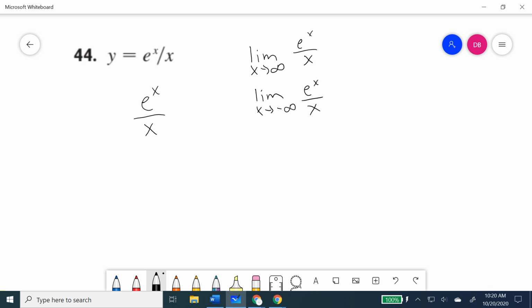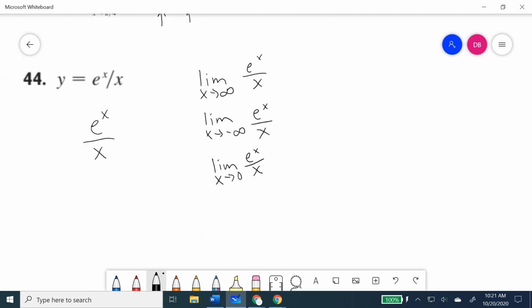Then anytime a denominator shows up, you need to be concerned about horizontal asymptotes, but you also need to look at what makes the denominator 0, and that would be 0. That means we need to take a look at what's happening as x approaches 0 and determine if we have a vertical asymptote or something else. So I start off with e to the x over x. You want to see that that is infinity over infinity. So I'm going to L'Hopital.